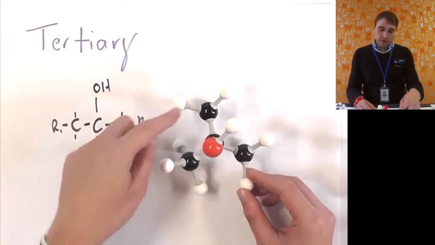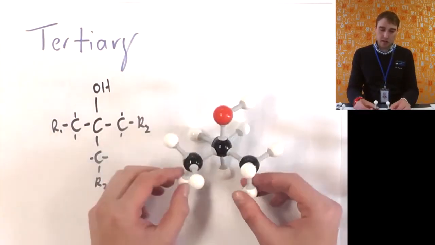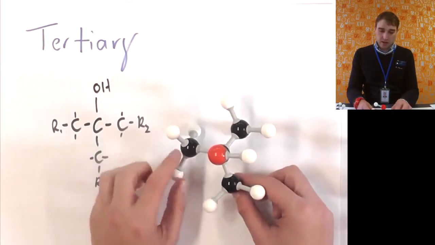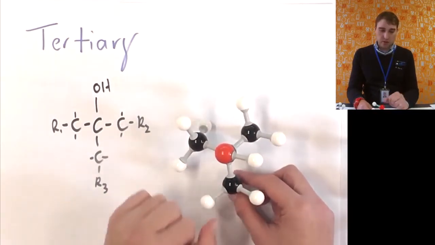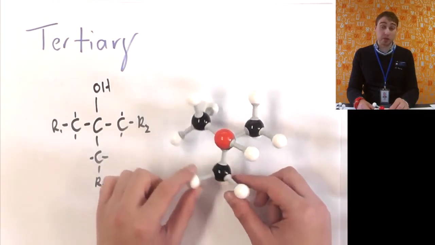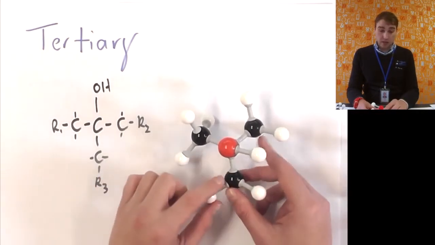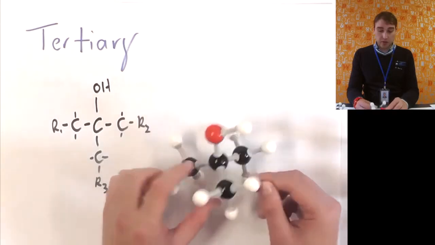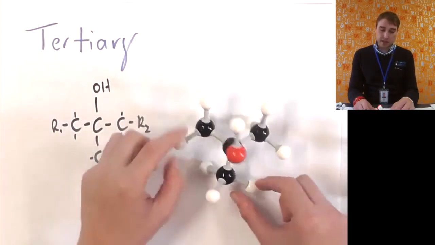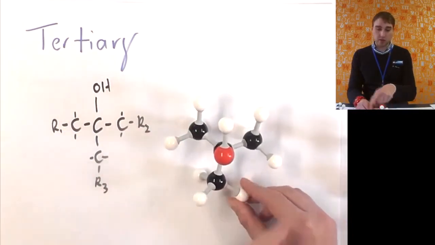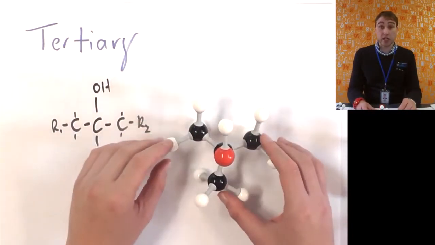So 1, 2, 3, 4. The longest chain though is 3. So this is 2-methylpropan-2-ol, or methylpropan-2-ol. There's only one place that can go. So 2-methylpropan-2-ol. If we look at the hydroxyl group, it's attached to a carbon that is attached to 3 carbons, 1, 2, 3. So that's a tertiary alcohol.